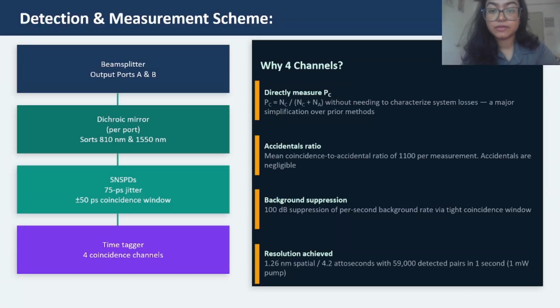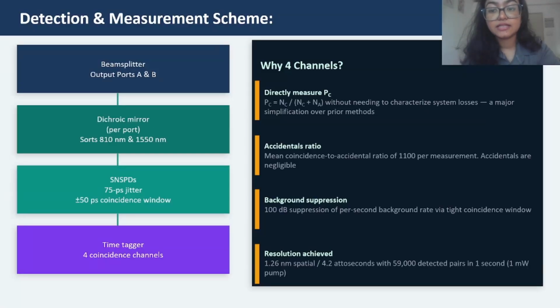The normalized coincidence probability (PC) is then measured directly as a ratio of coincidence events to total events. This is a major advantage over prior approaches that required either extensive loss calibration or probabilistic detector tests. Here, everything is directly measured. The coincidence to accidental ratio is approximately 1100, confirming that the accidentals are essentially negligible. And the plus or minus 50 picosecond coincidence window combined with the narrowband photons suppresses the per second background rate by 100 decibels. This is the quantitative basis for the remarkable background immunity we will discuss next.